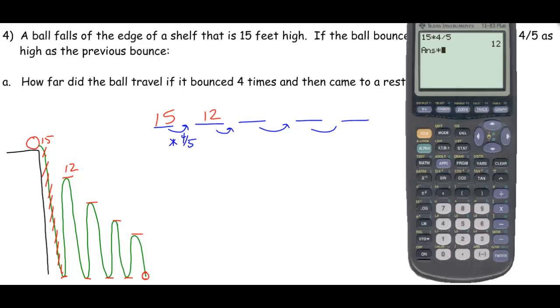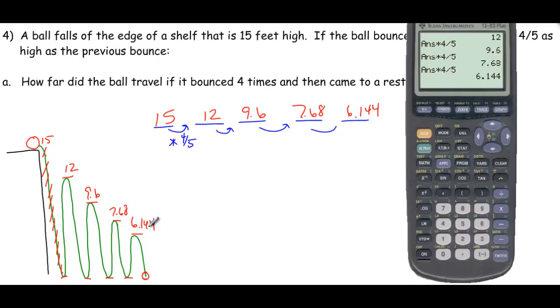So I have 12 times 4/5, or 0.8 if you like. So I get 9.6. Multiply that by 4/5, and I get 7.68. And then multiply that by 4/5 one last time, and I get 6.144. And I don't want to round at all because then I will get an inaccurate answer. So I know that was 12, this was 9.6, this was 7.68, and this was 6.144.